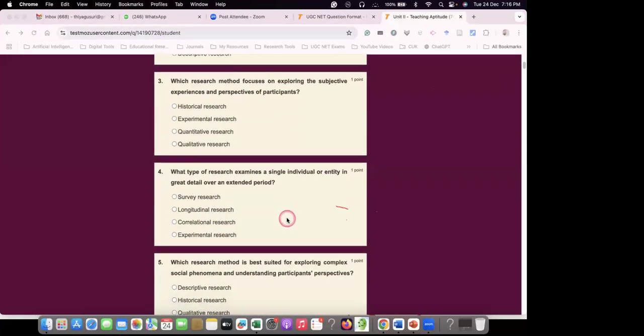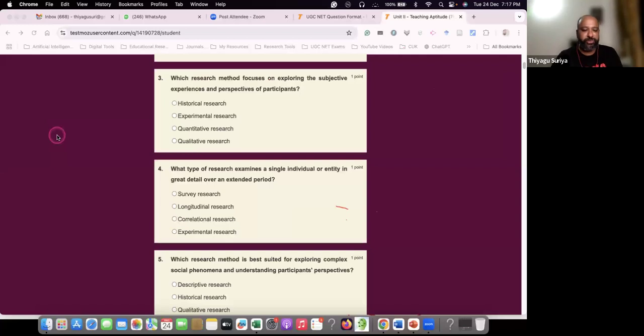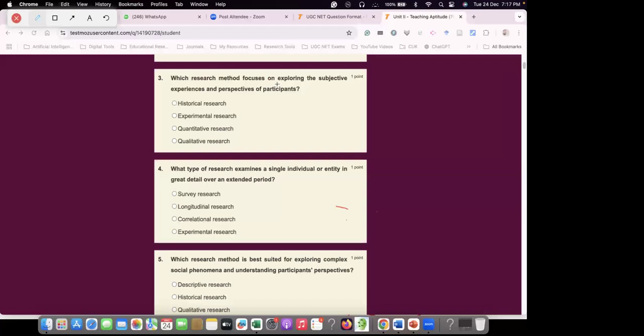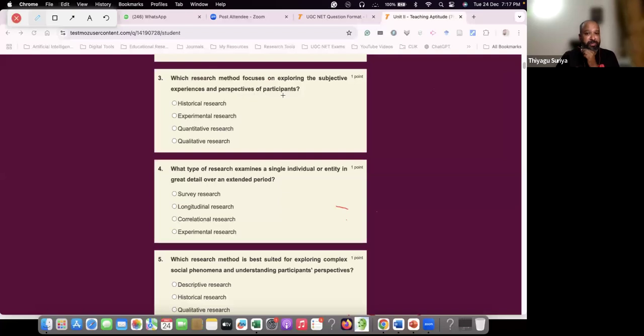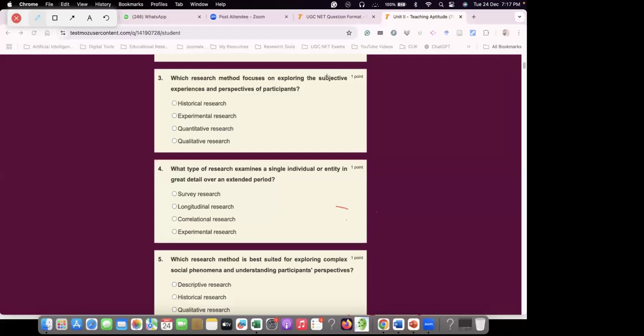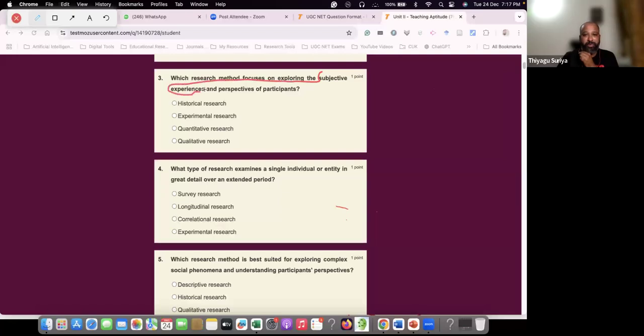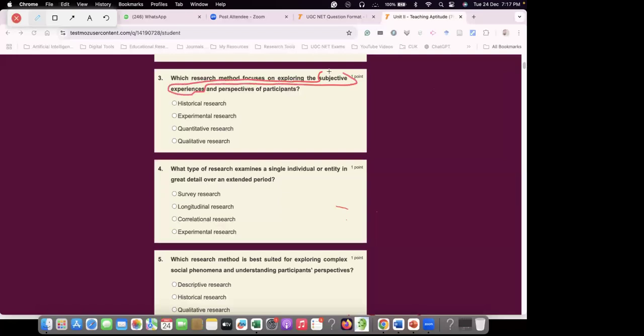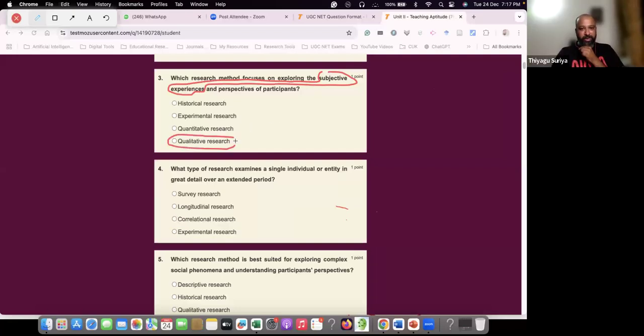The third question. Give the answer for this. Please see the key term and then give the answer. Which research method focuses on exploring the subjective experience and perspective of participants? Any idea? Historical research? Experimental? No. Listen, subjective experience means what? Qualitative. Yes, it is not objective. Subjective means open-ended questions. Yes, of course, it's qualitative.